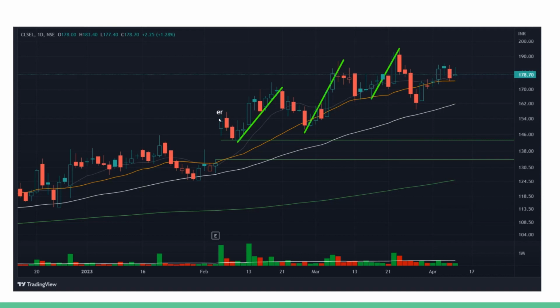So even if I added this to my watch list here, it's made 1 leg up, comes back down, makes a 2nd leg up, comes back down, makes a 3rd leg up, comes way back down, and now is trying to make a 4th leg up.